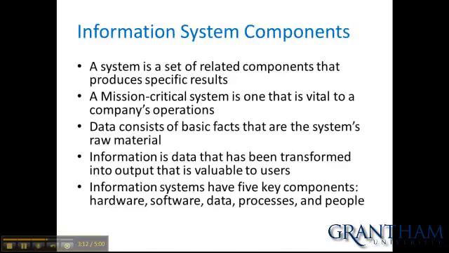A system is a set of related components that produces specific results. A mission-critical system is one that is vital to the company operations. Data consists of the basic facts that are systems' raw material. Information is data that has been transformed into output that is valuable to the users. Information systems have 5 key components: hardware, software, data, processes, and people.